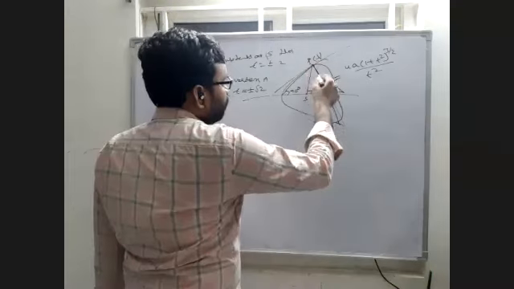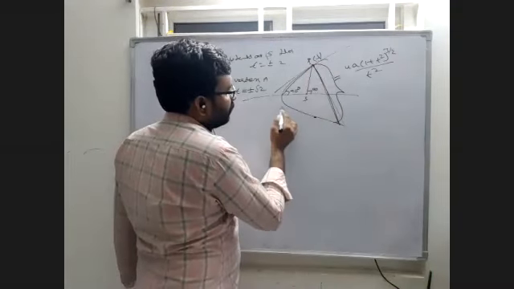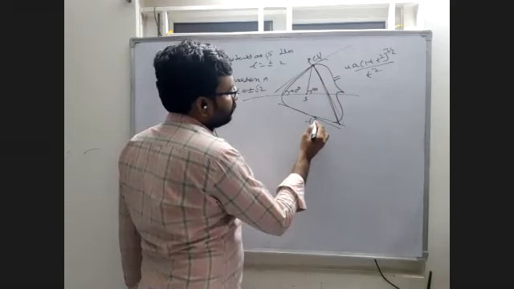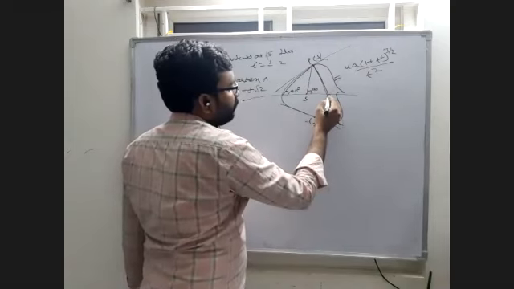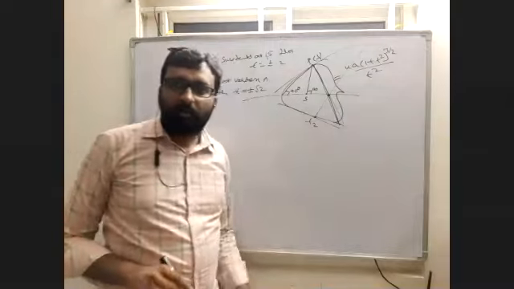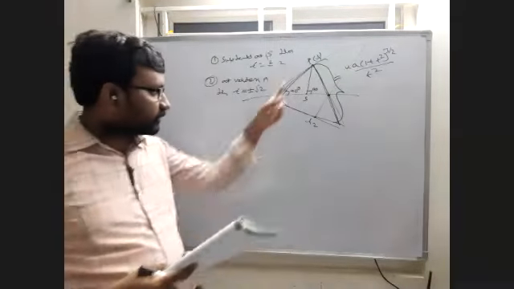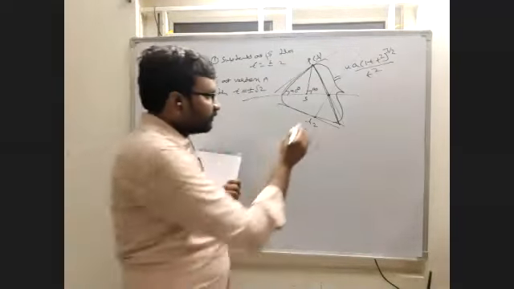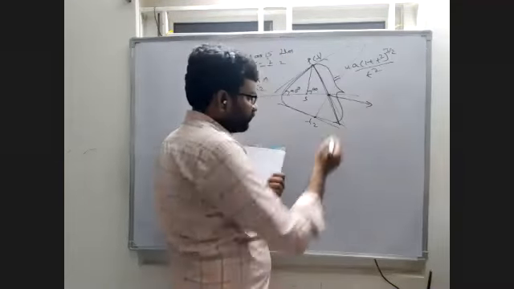This is the normal at T1. This is the tangent at T2, and this is the normal at T2. The point of intersection of the normals at T1 and T2 is, what is the point of intersection?